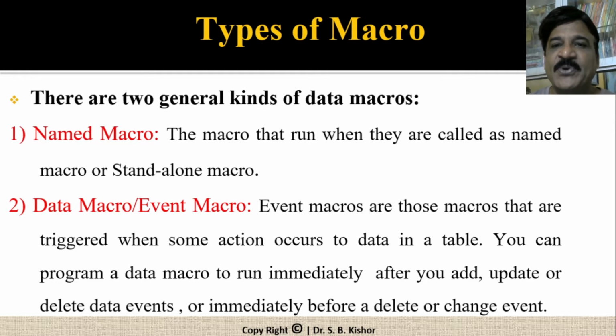Event macros are those macros that are triggered when some actions occur to data in a table. You can program a data macro to run immediately after you add, delete or update certain data on a table by using triggers called after insert, after update, before change, after delete, before delete, and finally the change event. So these are some of the events that you can fire.